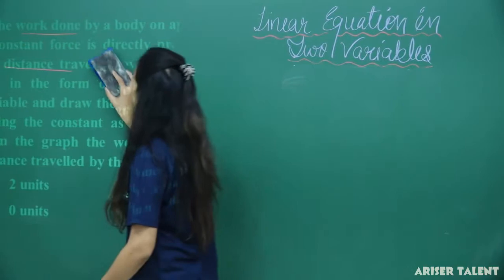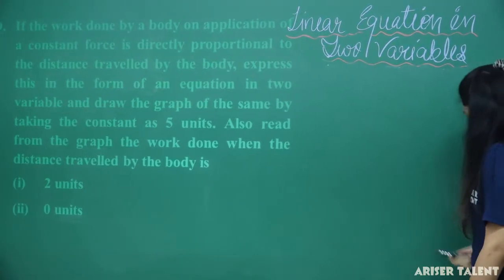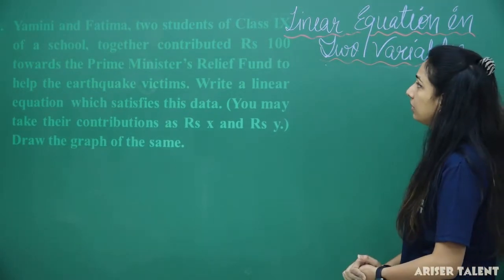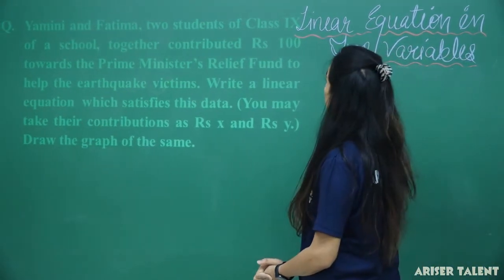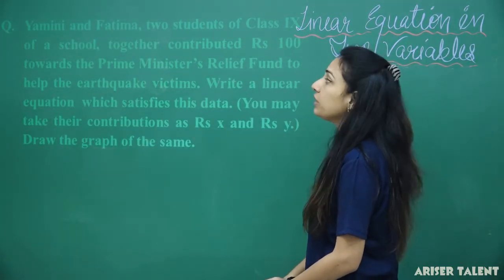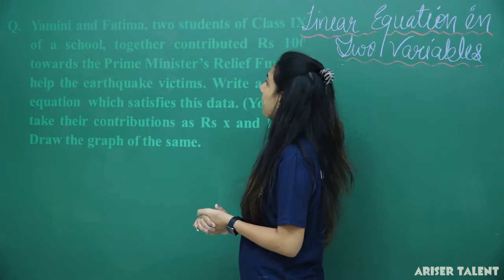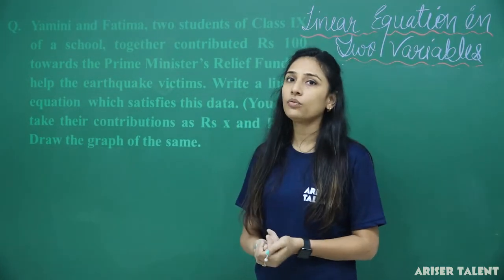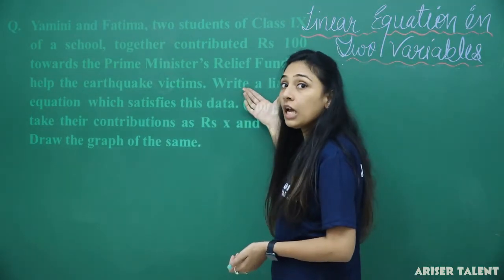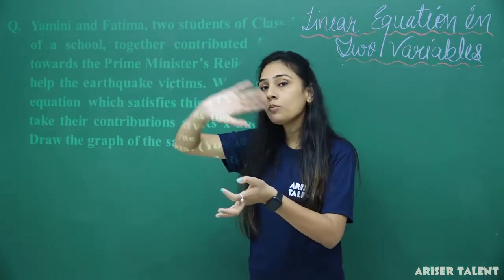Right. Now moving towards the next question. Our next question is: Yamini and Fatima, two friends and students of class 9th of a school, together contributed rupees 100 towards the Prime Minister's relief fund. So there was some kind of misfortune, and in the PM's relief fund, they gave, good thing, 100 rupees combined.